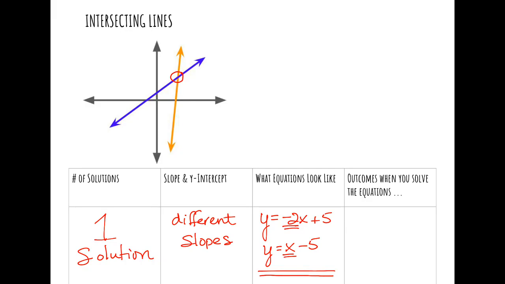Okay, so finally, the outcomes when you solve these types of equations. Well, you're going to get x equals some number like 5 and y equals some number like 0. So you come up with an ordered pair, 5, 0.